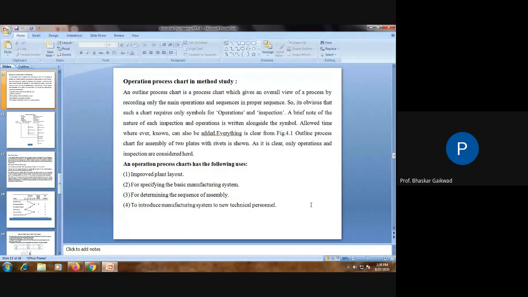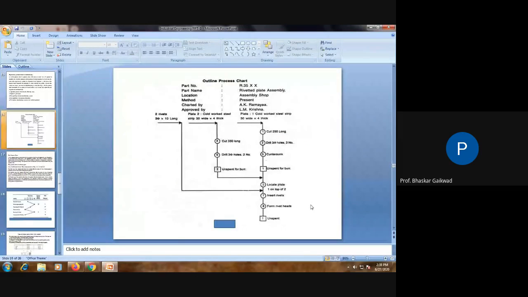So operations and inspection. Operation is indicated by circles and inspection is denoted by squares. Here is the example of two plates and one riveting. Cutting a plate, after that countersunk, and after that drilling, these are the operations, and after that in inspection you will go for assembly.